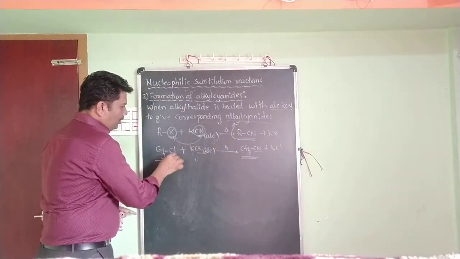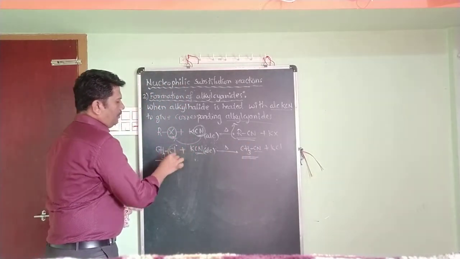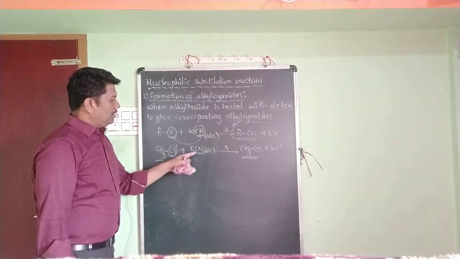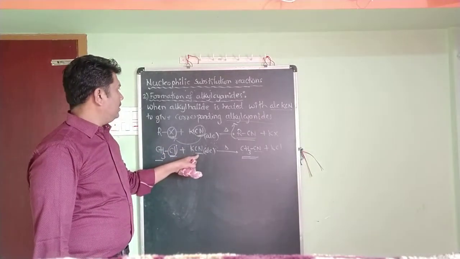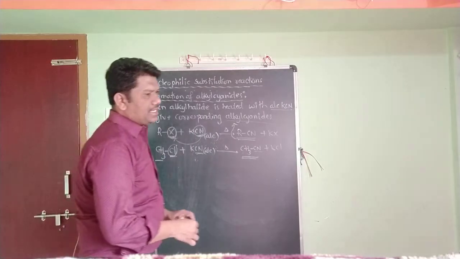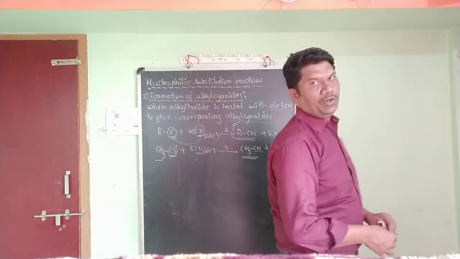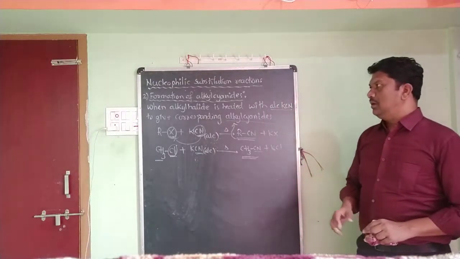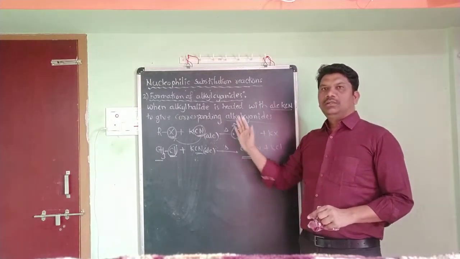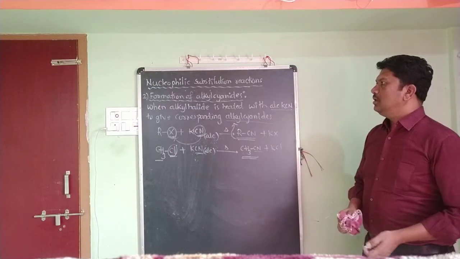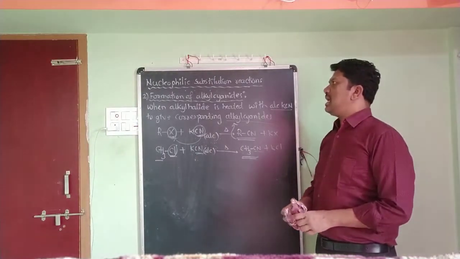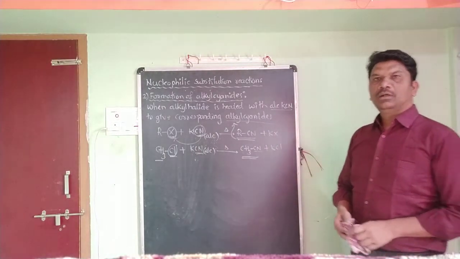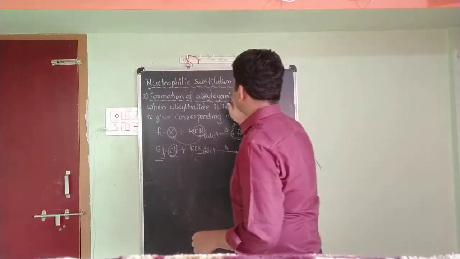Here this is a weak nucleophile, this is a strong nucleophile. The weak nucleophile is substituted by the strong nucleophile. So formation of alkyl cyanide is also an example of a nucleophilic substitution reaction. I hope it is clear. This is the second example. Then I will move to the third example.